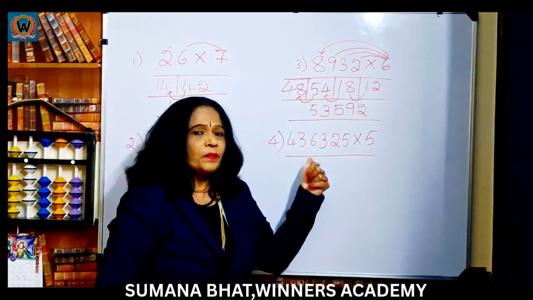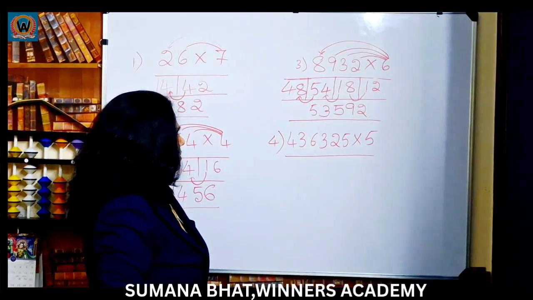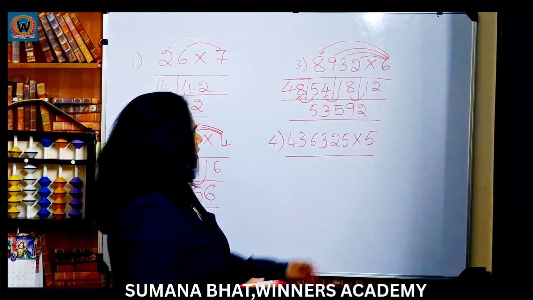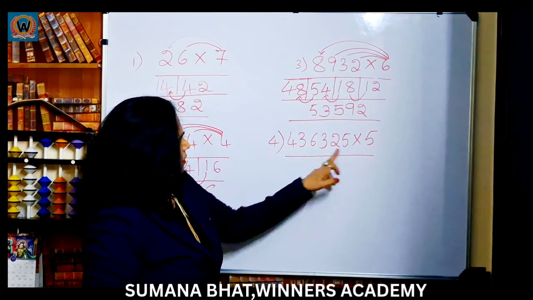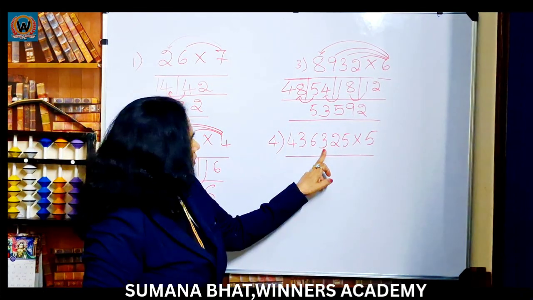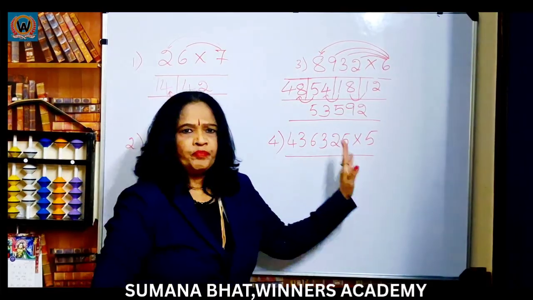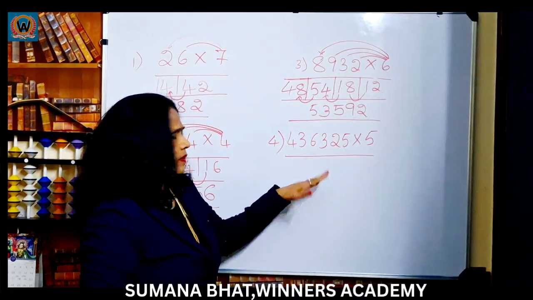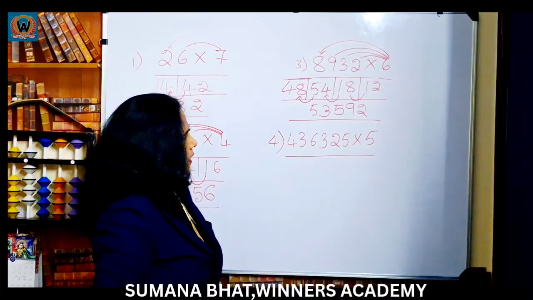See, we have one more bigger number. Even we will do this. Okay. Now we know how to do it. 5 into 4, 5 into 3, 5 into 6, 5 into 3, 5 into 2, 5 into 5. We will multiply it one by one. Then we are going to add it.